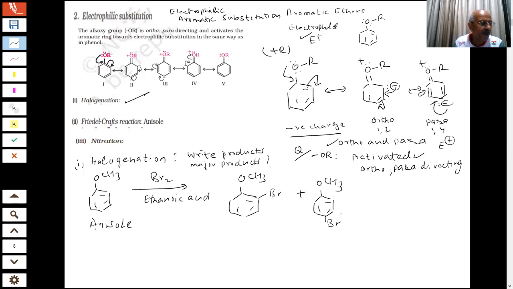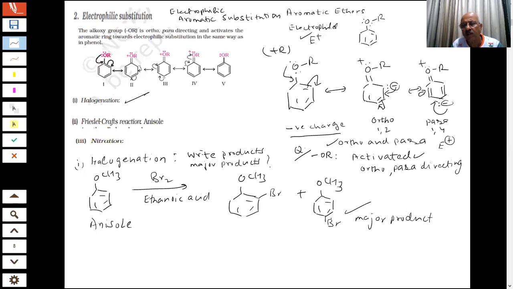You have been told so many times, students. Ortho bromo anisole, para bromo anisole. Now, which is the major product? This one or this one? Tell me which is the major product. Always we are saying this is the major product. Any doubt here? Yes, sir.